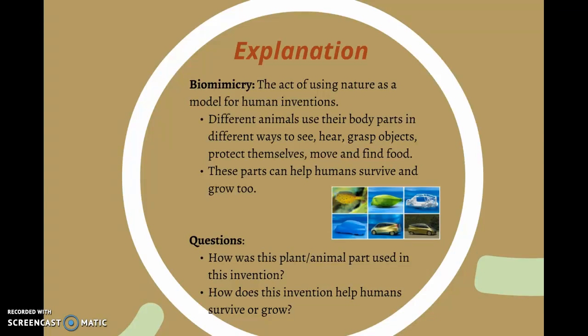Now that we have explored examples of biomimicry in real-life inventions, we are going to look a little closer at what exactly biomimicry is. Biomimicry is the act of using nature as a model for human inventions. Different animals use their body parts in different ways to see, hear, grasp objects, protect themselves, move, and find food. These parts can help humans survive and grow too.